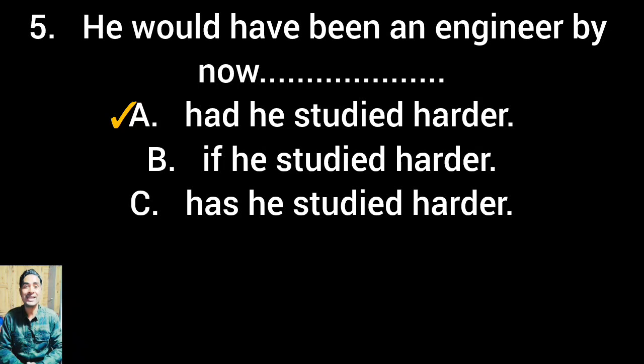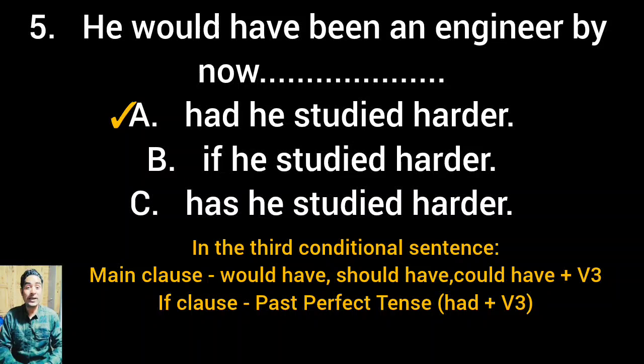Because this sentence shows that this is the third conditional. In the third conditional sentence, we use should have V3, could have V3, and would have V3. And in the if clause, we use had plus V3, past perfect tense. The answer is: he would have been an engineer by now had he studied harder.